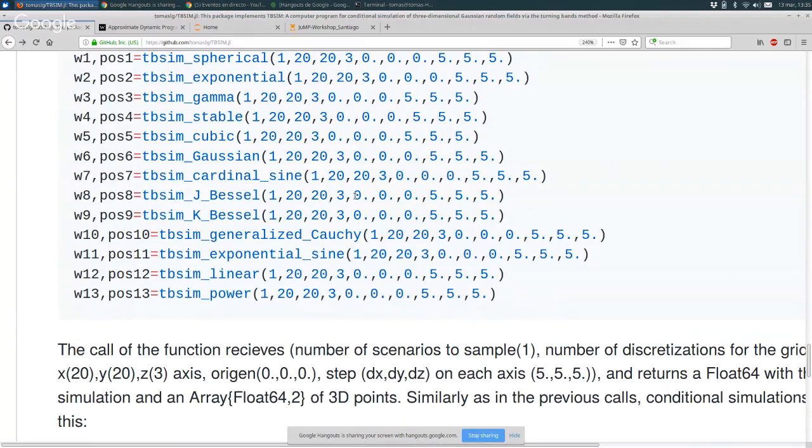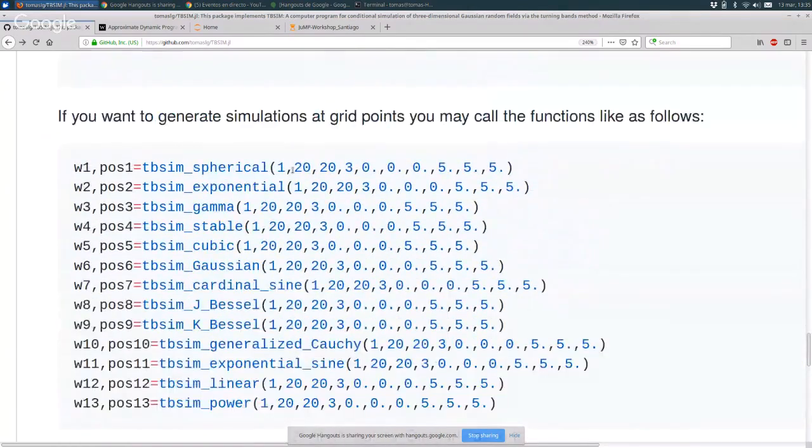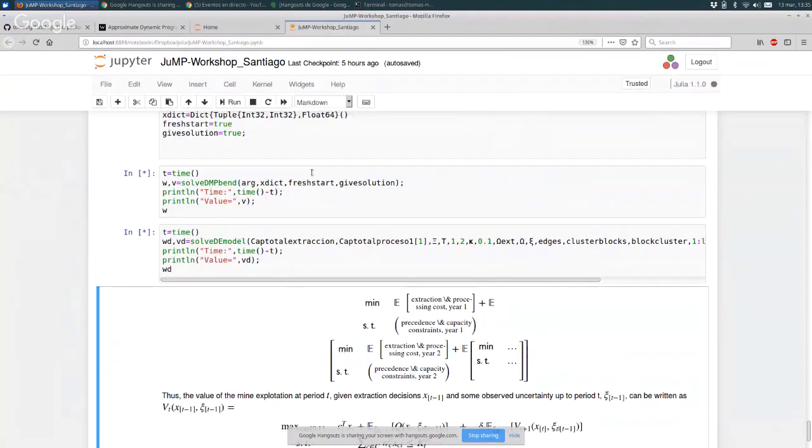Yeah? So here I'm telling the function, please sample for me one scenario with 20 points, 20 discretizations on the x-axis, 20 on the y-axis, 3 on the z-axis, so on depth, and start on the origin, 0, 0, 0, and the steps you get from one point to another in the x dimension will be 5, and 5 in the y and the z, okay? So I'm going to show it to you. For mining.